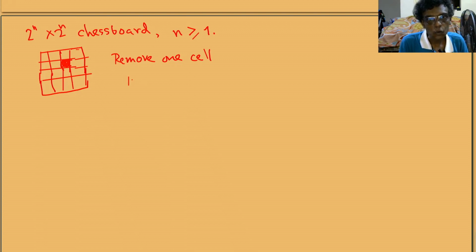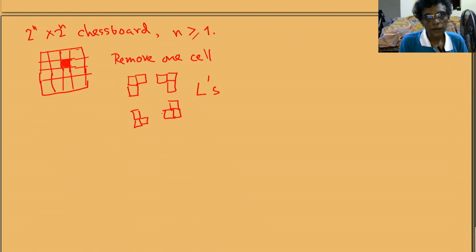Then, what I want to do, I have given you an infinite supply of these L-shaped objects, like this. You can definitely rotate it. So these are called L's. So given an infinite supply of L's, actually we require exactly 4 power n minus 1 by 3 L's.